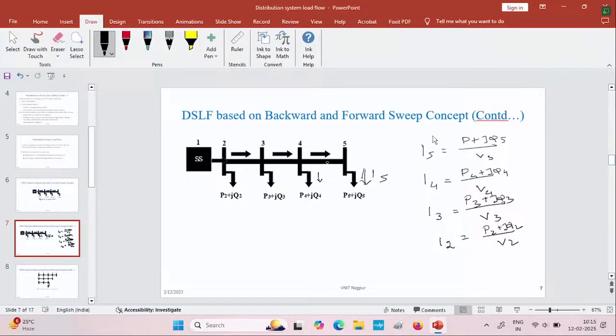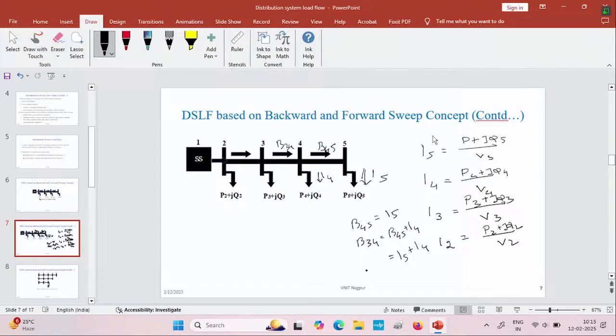And as we calculate the branch current in the branch between nodes 4 and 5, here our branch current B45 is equal to I5, whereas the branch current for B34 is whatever current flows across this path, I4, plus B45. So it is B45 plus I4, or in other words, I5 plus I4.